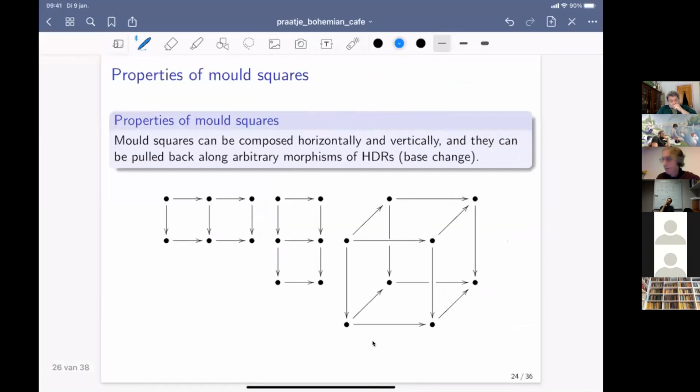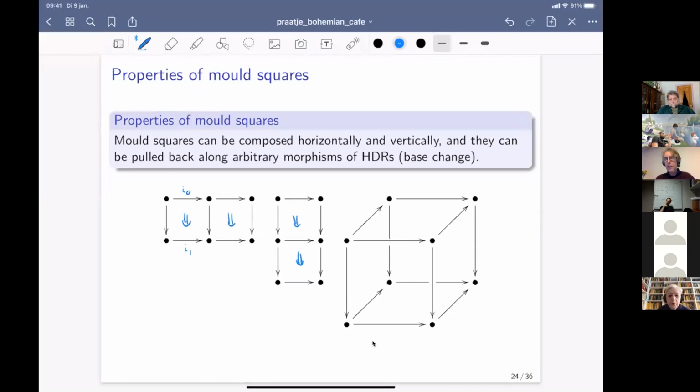Then there are some nice geometric properties that you can prove for these mold squares. We basically have three kinds of properties. Mold squares can be composed both horizontally and vertically. So if this is a mold square, maybe like this, okay, so these are the HDRs, and here I have another mold square. Then I can compose them, and I get another mold square. They can also be composed vertically, like this.